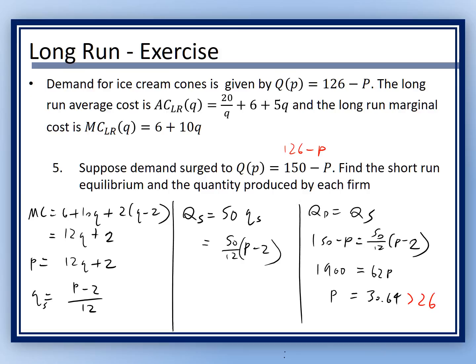Previously it's 100 minus 26 minus P. Now it's 150 minus P. So price has gone up because there's more demand. Quantity obviously should go up, because why would a seller be charging more if they are not producing more? So the sellers are going to produce 150 minus P, which equals 119.36. So that's the idea.